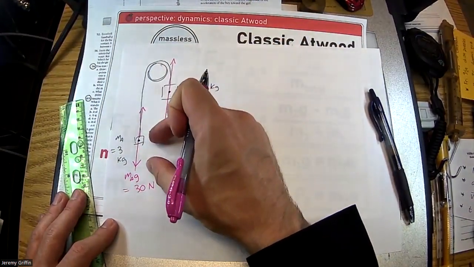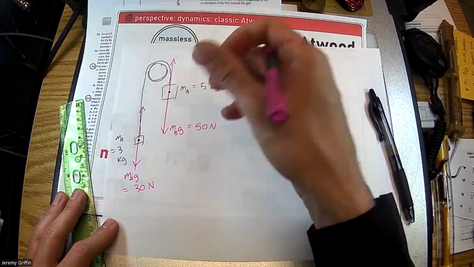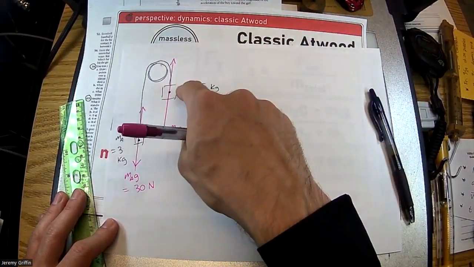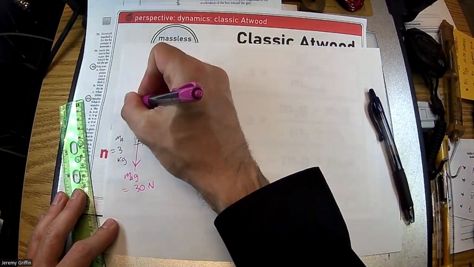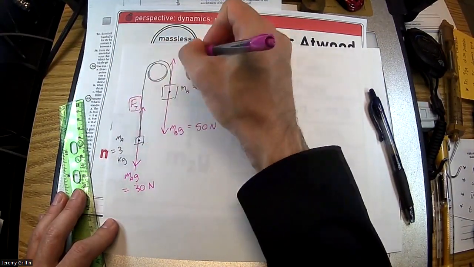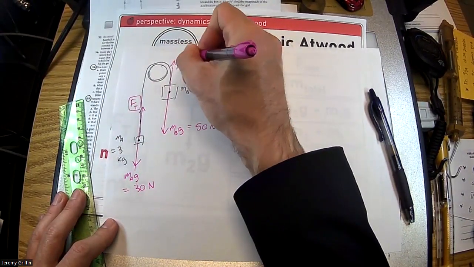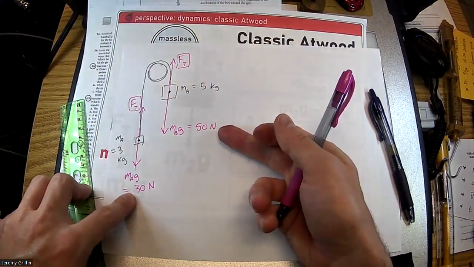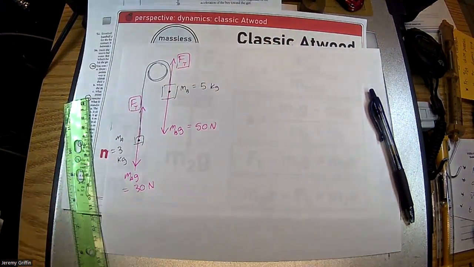It's larger than the small weight, but it's smaller than the large weight, so that there's a net force upward on the small block and a net force downward on the large block. Right? Now we don't know what that tension force is. But if I had to make a guess, it's somewhere between 30 and 50 newtons. Maybe I'll say like 40 newtons.